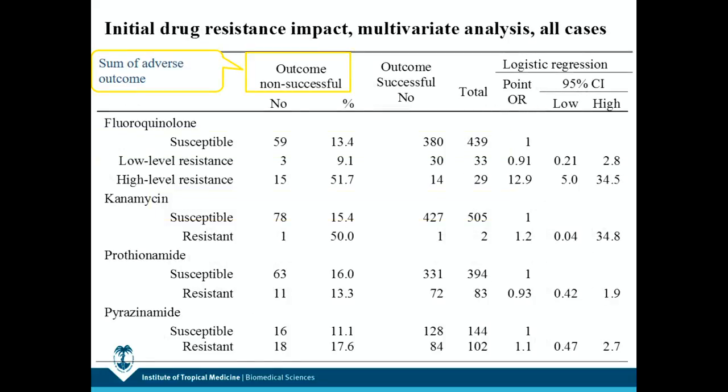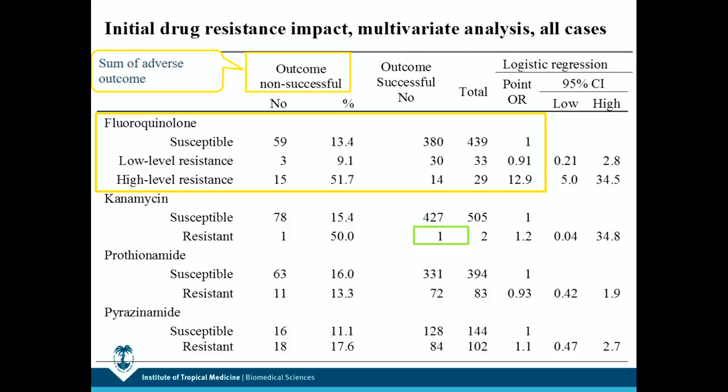If you look at whether initial drug resistance has an impact on the treatment outcome, here the non-success is a sum of all adverse events. So it is failure, but also relapse and death, everything is included. You can see that for the fluoroquinolones, those that are susceptible, 13% had a non-successful treatment outcome. With low-level resistance it was 9.1%, but with high-level resistance, so high MICs, it was really not a good outcome. It was 1 in 2 that failed treatment in some way.